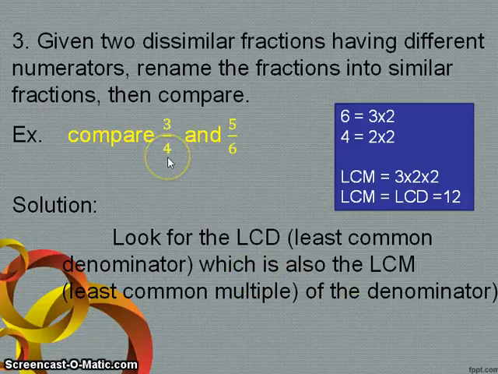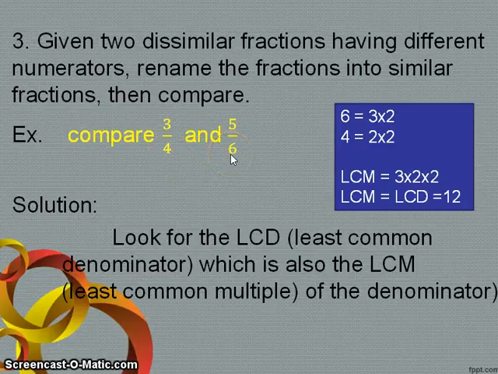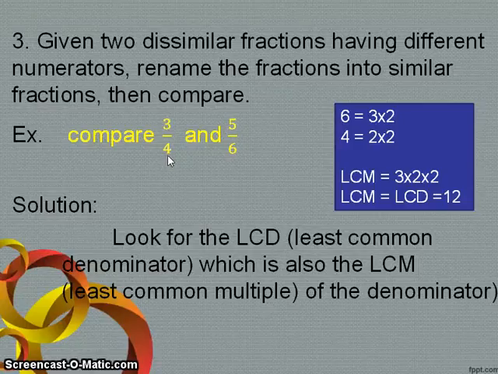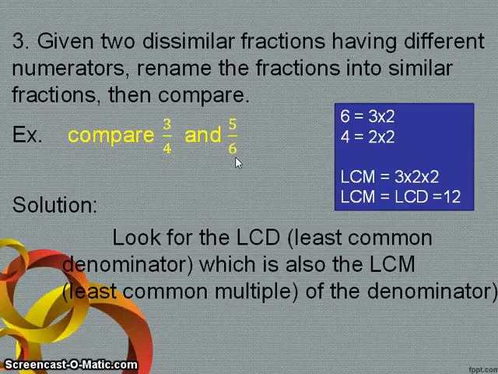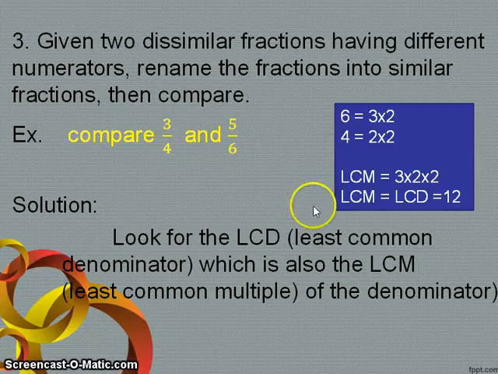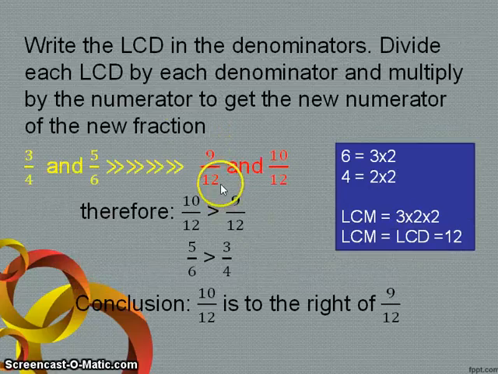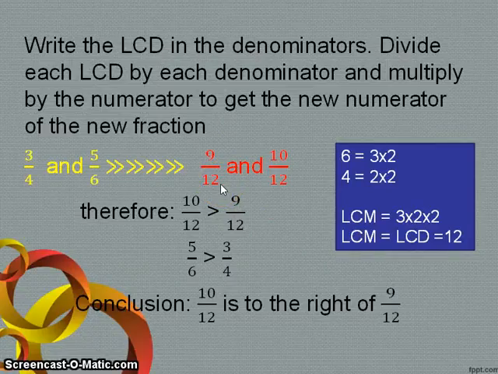So let us look for the LCD of 4 and 6, or the LCM. Since 4 is 2 times 2, its multiples are 4, 8, and 12, and 6 is 3 times 2, and its multiples are 6, 12, 18, and so on. So their common multiples, or the least common multiple, is 12. So let's have 12 as our new denominator.